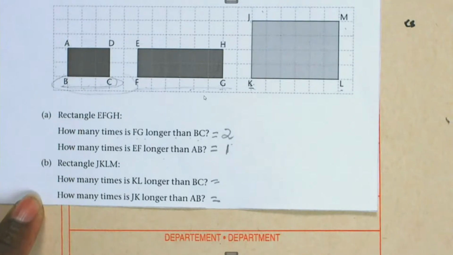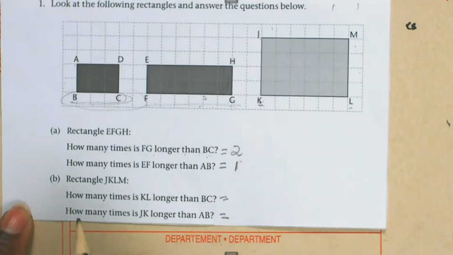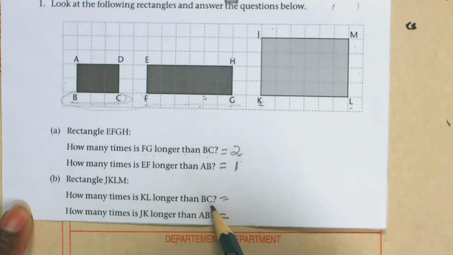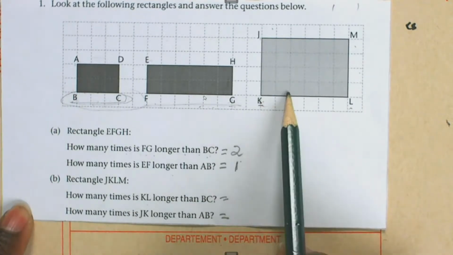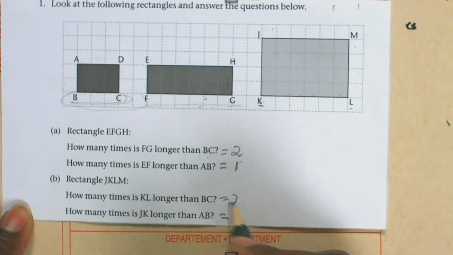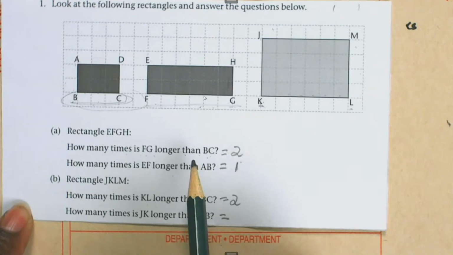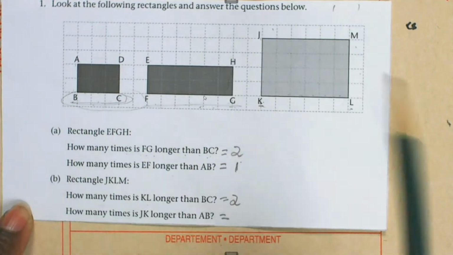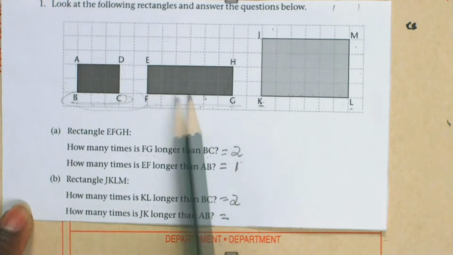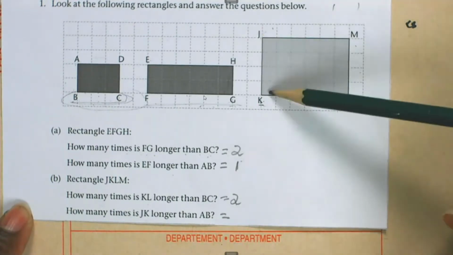Now let us take a look at rectangle JKLM. How many times is KL longer than BC? BC 1, 2, 3, and then this one 1, 2, 3, 4, 5, 6. So the scale factor there again was how much? 2. Because 1, 2, 3, 4, 5, 6 is the same length as that one. Now, the length of this one and this one are the same, which is bigger than this one by a scale factor of 2. The last one says, how many times is JK longer than AB?